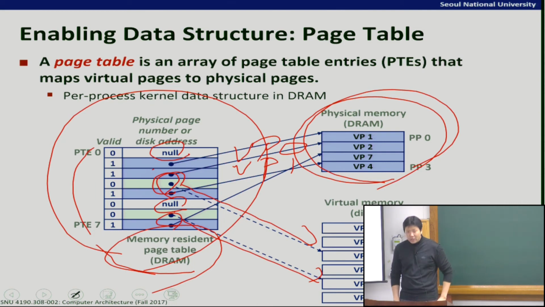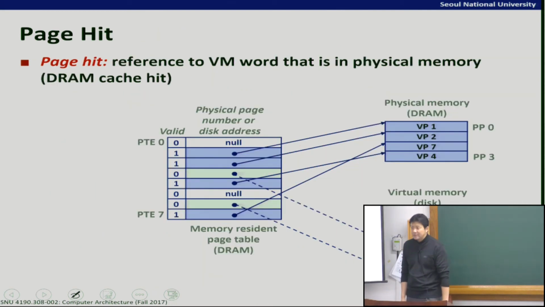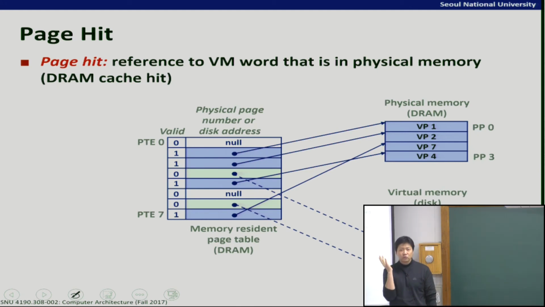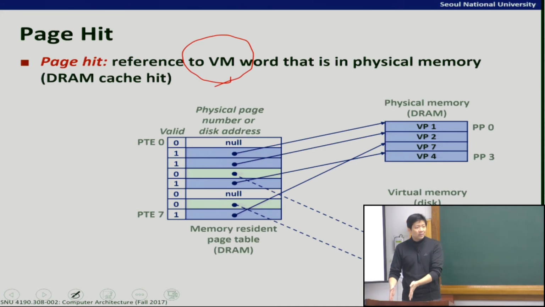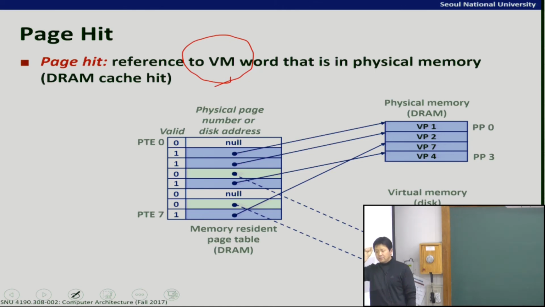So there's the notion of a page hit. You request a specific location in memory using a virtual address. If the reference to the virtual memory word is currently in physical memory, that is called a page hit. A page hit is a cache hit. In this case, you want to access a specific memory location. Of course, your program only sees the virtual address, because all user level pointers are virtual address pointers. Let's say the address is 4100.